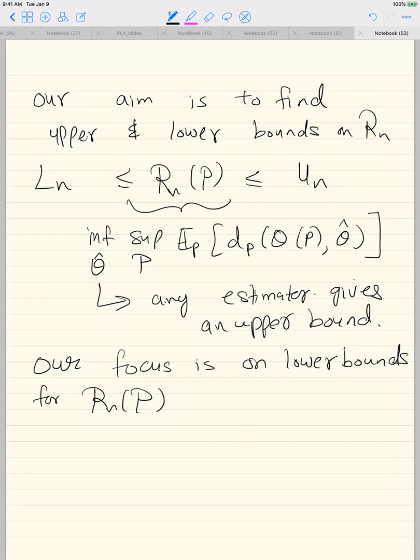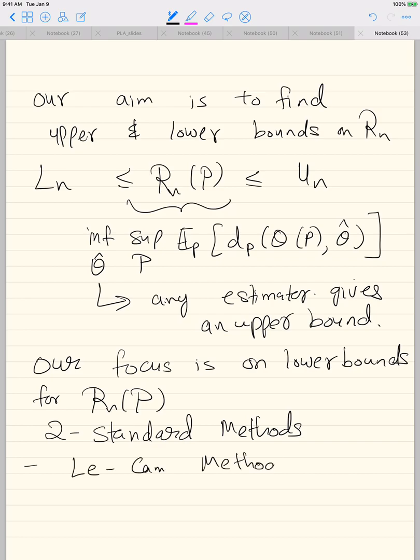Okay. So there are basically two methods that are standard. There are two standard methods, and virtually all the bounds that are out there are based on these methods. One is based on what is called the Lee-Camp method, and the second is Fano's inequality. The same Fano's inequality that comes up in the proof of channel coding theorem, like proving converse for channel coding theorem, also appears in here.